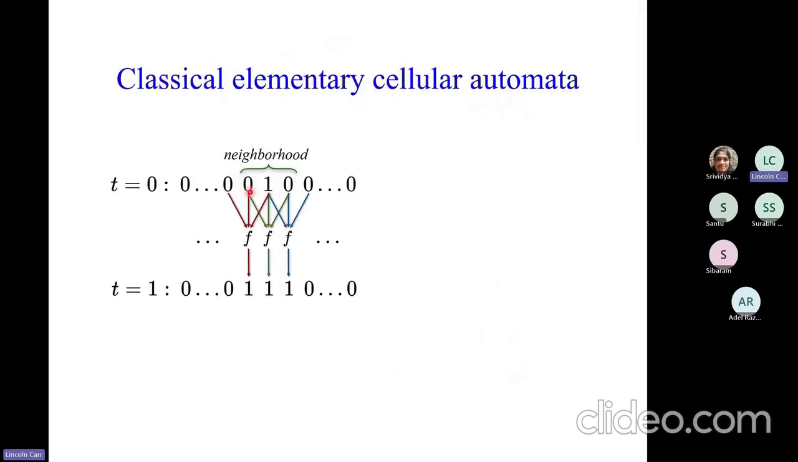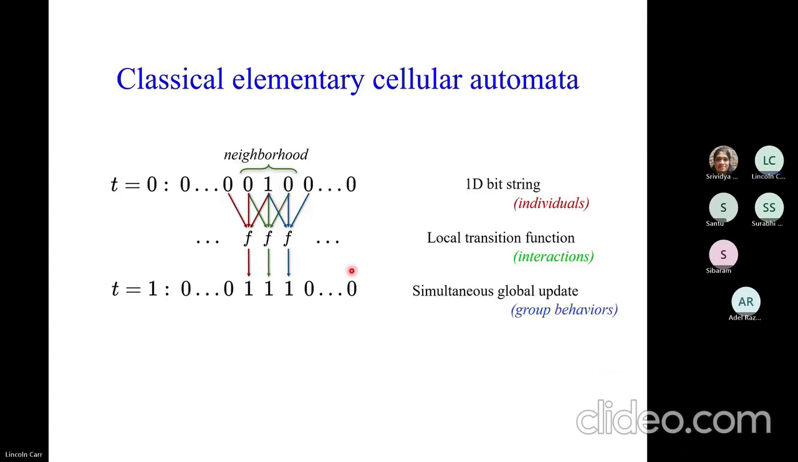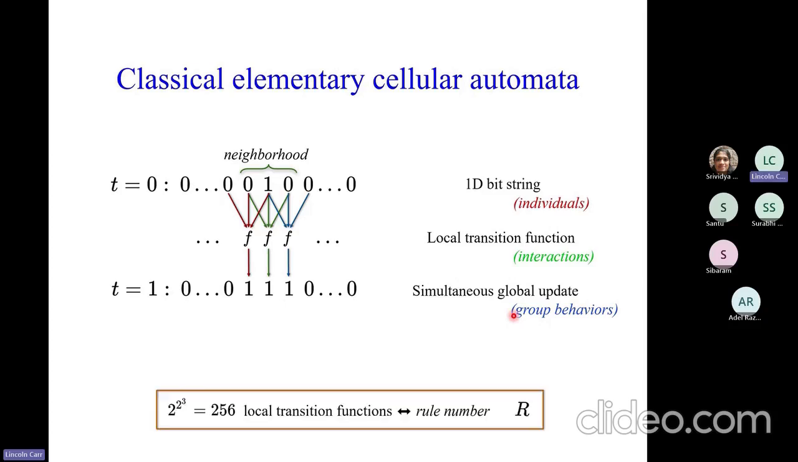And it's a pretty simple idea. It is just a nearest neighbor rule where you look right, but you also look left. This bit will flip or not flip according to the state of its two neighbors. It's called the neighborhood. So the 1D bit string is the individuals. The local transition function is the interactions. That's the function that does the flip. And then through a simultaneous global update, it gives rise to group behaviors. I'll show you those in just a minute. These are called elementary cellular automata. They're the most simple idea.